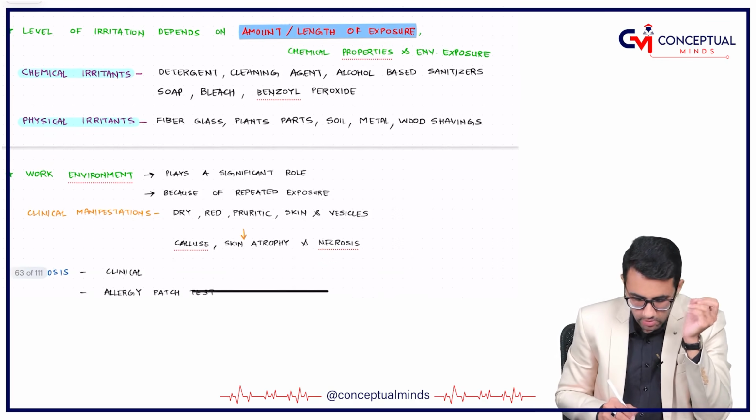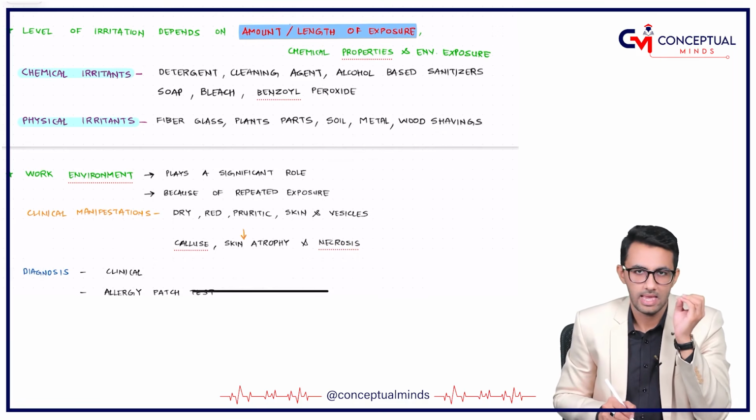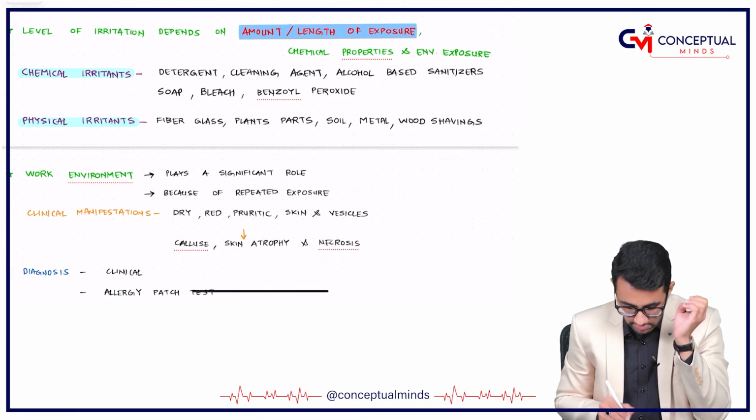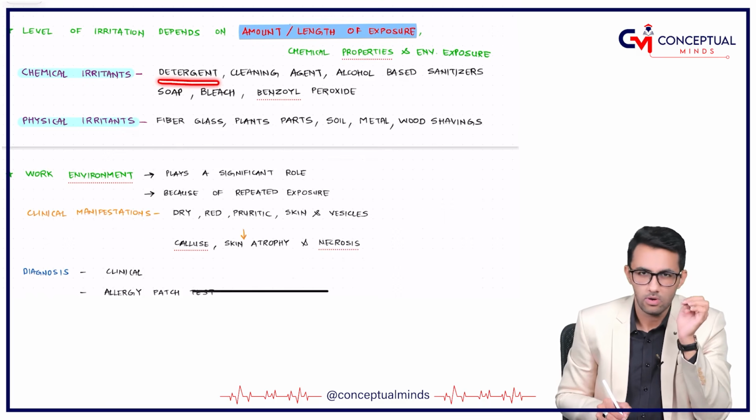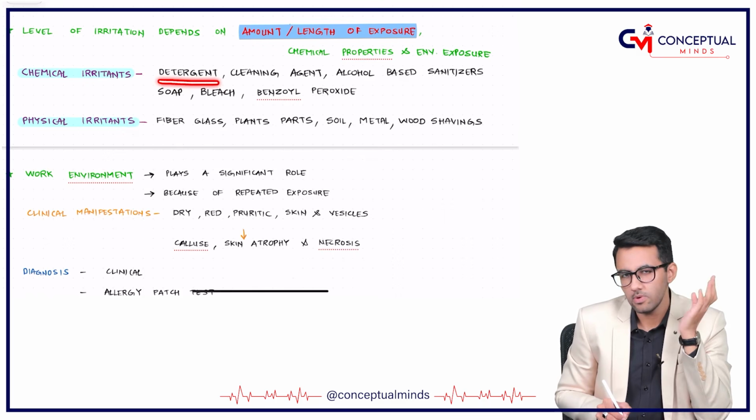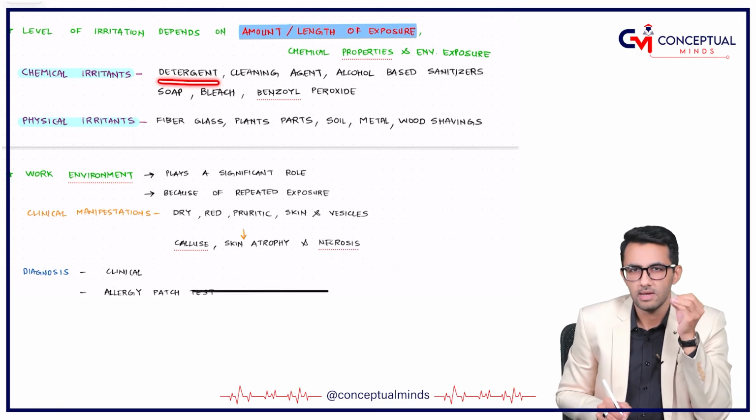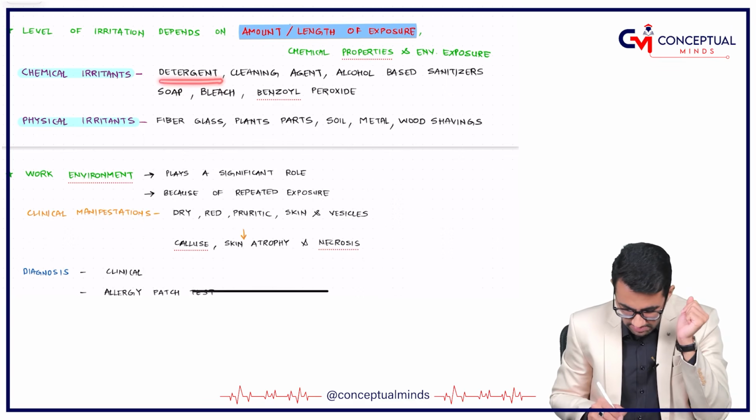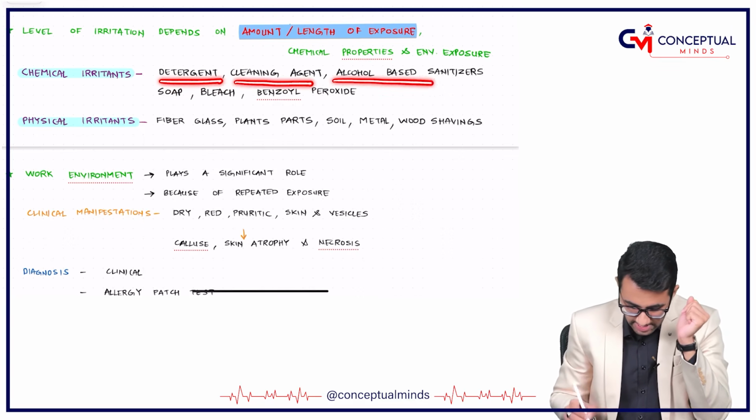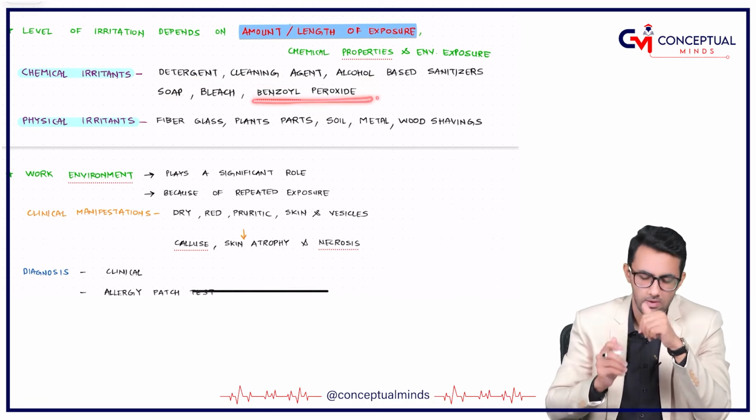So chemical irritants, it could be some conditions like washing a woman's hand. Yes, that is one condition, because of this detergent. It could be some detergent of not so good quality. It could be good quality as well, but there is some agent in that which is not really suiting the person. Okay, detergents, some cleansing agent, alcohol based sanitizers and soap, and benzoyl peroxide as well, or bleach.